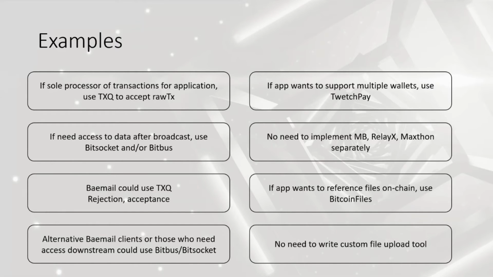If you want to reference different files on chain, I think BitcoinFiles is the way to go because of the UI, and I think that's where normies are going to upload files. Most people aren't writing their own programs if they just want to put a file on chain, right? They're going to hit the plus sign and upload a file just like you do on Twitter or Facebook. You never need to write your own custom file upload tool. We have APIs for that. It's just something that doesn't really need to be done.